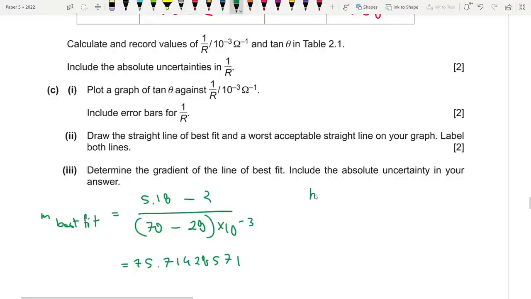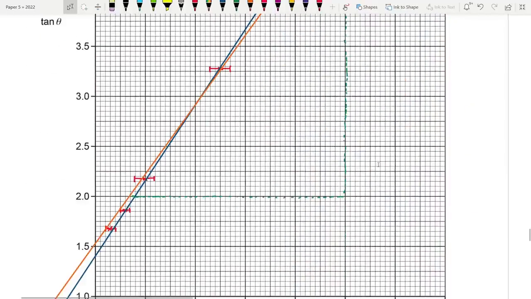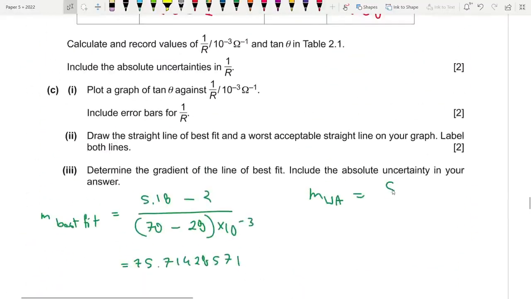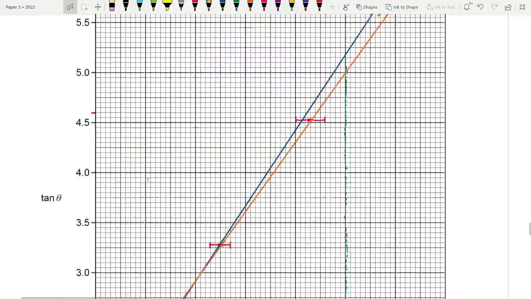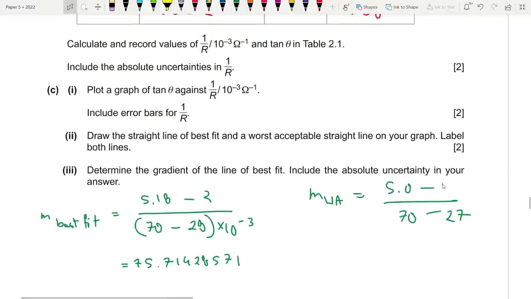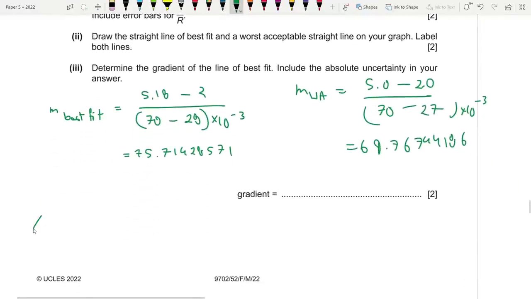Now what about the m of the worst acceptable line? Let's go for that. It's going to be at 5, 70. And what about this point over here? It is at 25, 26, 27. It's at 27 and 2. So 5 minus 2 divided by 70 minus 27 into 10 to the power minus 3, which is 69.76744186.